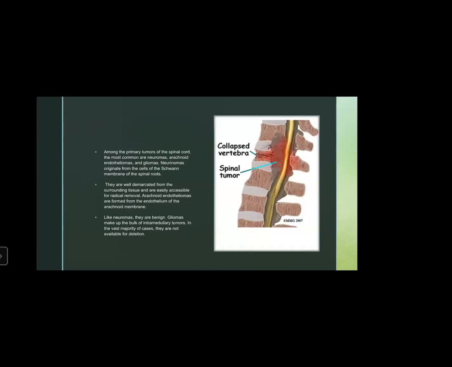Among the primary tumors of the spinal cord, the most common are neuromas, arachnoid endotheliomas and gliomas. Neuromas originate from the cells of the Schwann sheath of the spinal roots. They are well demarcated from the surrounding tissues and are easily accessible for radical removal. Arachnoid endotheliomas are formed from the endothelium of the arachnoid membrane. Like neuromas, they are benign. Gliomas make up the bulk of intramedullary tumors. In the vast majority of cases, they are not available for removal.